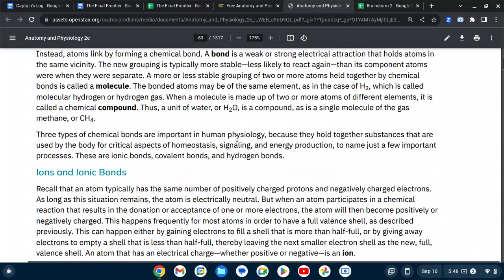Instead, atoms link by forming a new chemical bond. A bond is a weak or a strong electrical attraction that holds atoms in the same vicinity. The new grouping is typically more stable.